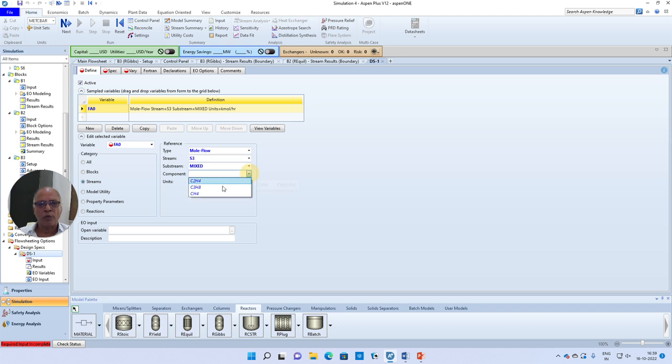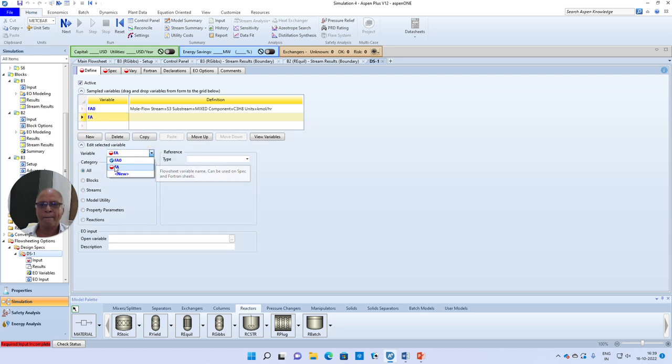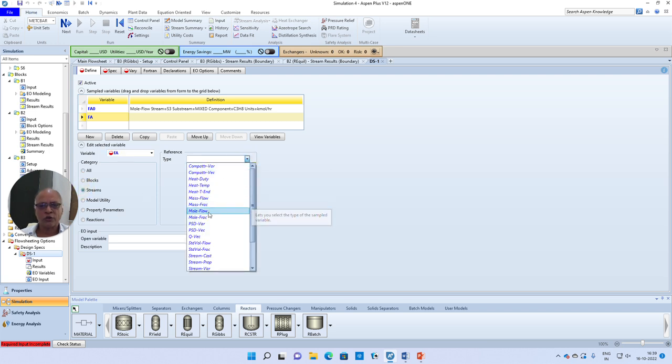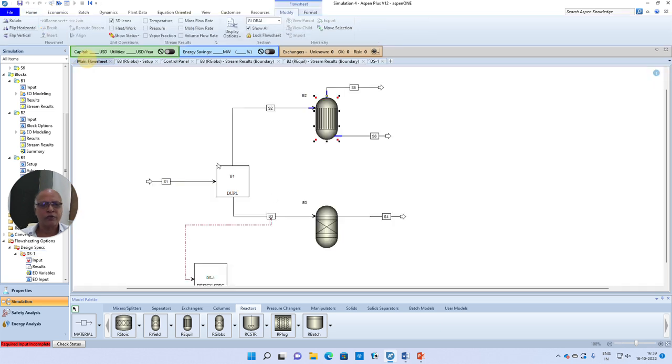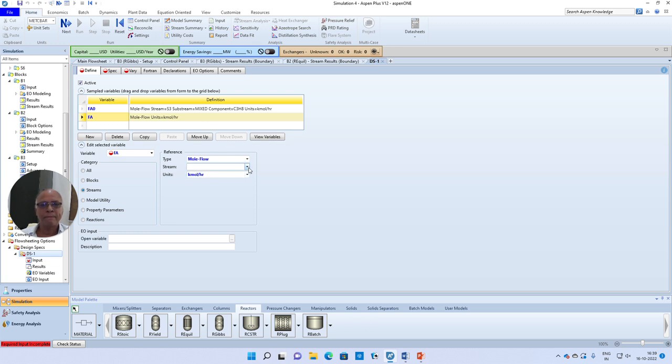S3, and the component is methane, sorry, propane. So we have defined this, and similarly, let me also define another, the output molar flow rate of propane from the exit of the reactor. This is also a stream variable. So, like what we did with F0, we can do this also. Now this is from the exit of the reactor, which is S4. The component is C3H8. Right?